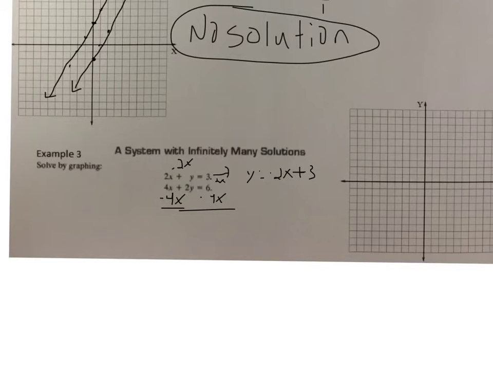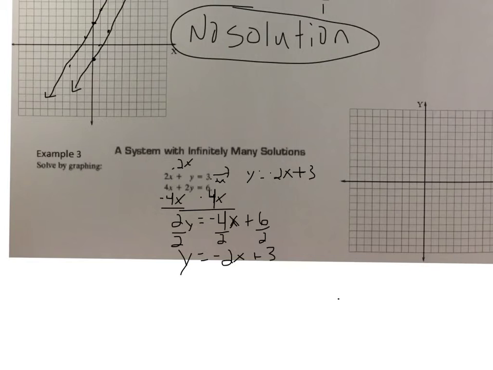And what I get is 2y equals negative 4x plus 6. And then I have to get the y by itself, so I divide by 2, but I divide each number by 2. And when I do that, I get y equals negative 2x plus 3. And you can see that when you solve and put it in slope-intercept form, you get the same equation. They're both y equals negative 2x plus 3.